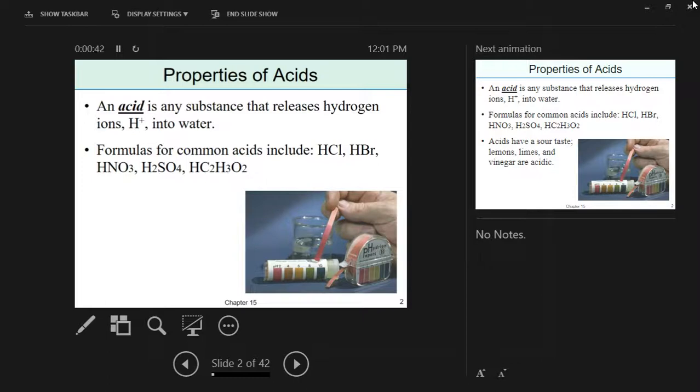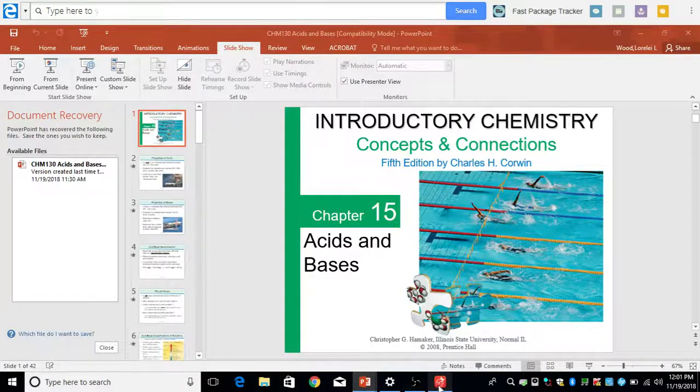Let's talk about this idea of a proton. All right, let me go to the ladybug here.